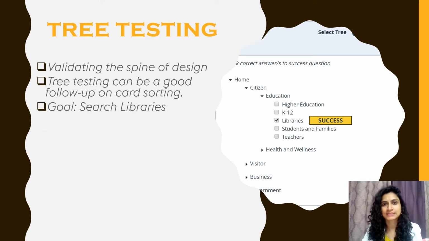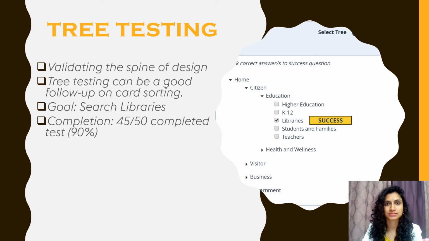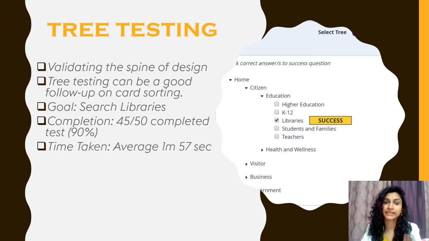In this example, let's say the goal is to search libraries on the site. You then need to monitor metrics. How many testers were able to successfully search it? And what was the average time taken by them? If users struggle to locate certain information, you will need to rethink your information architecture.